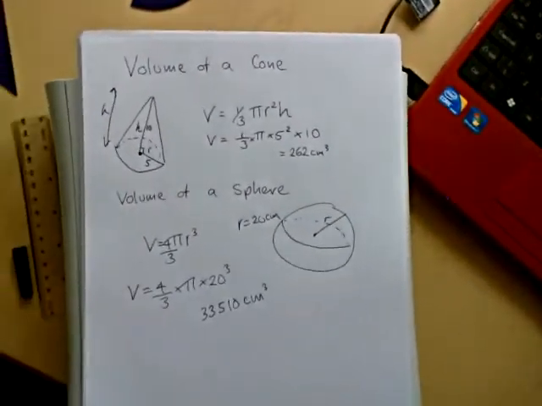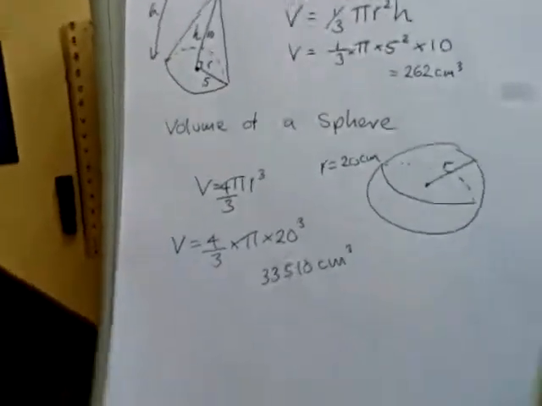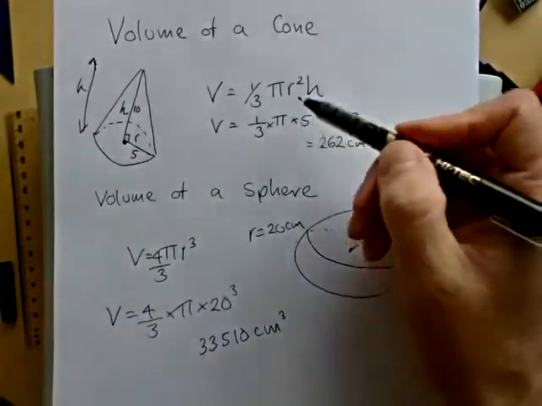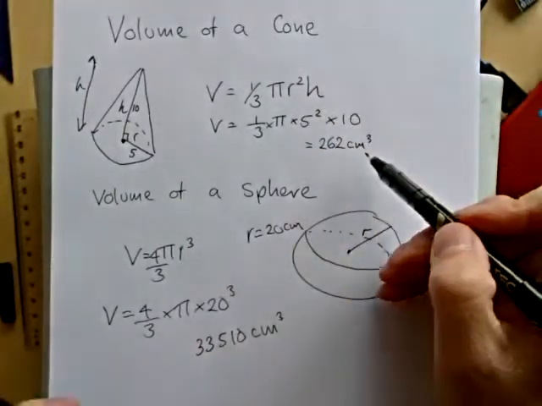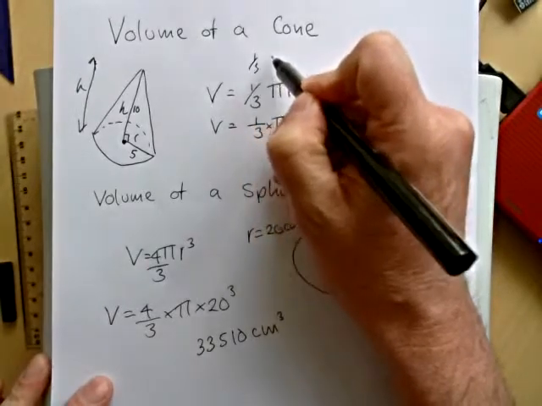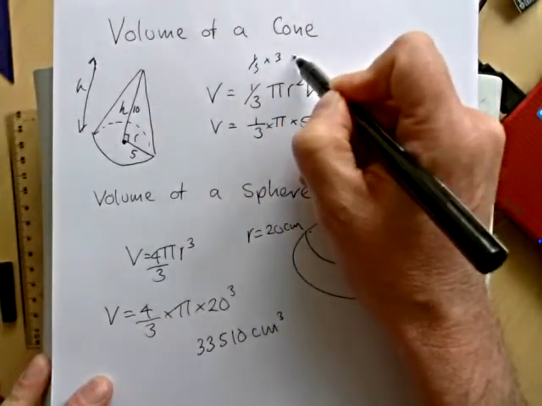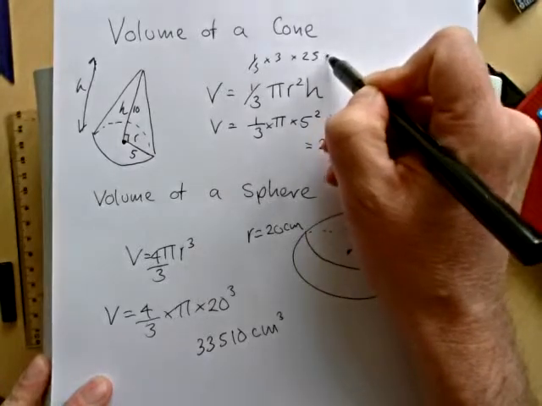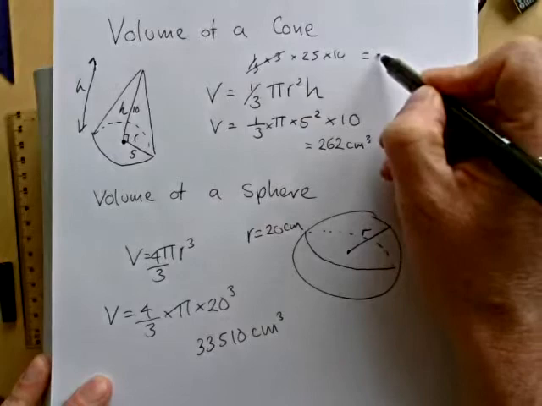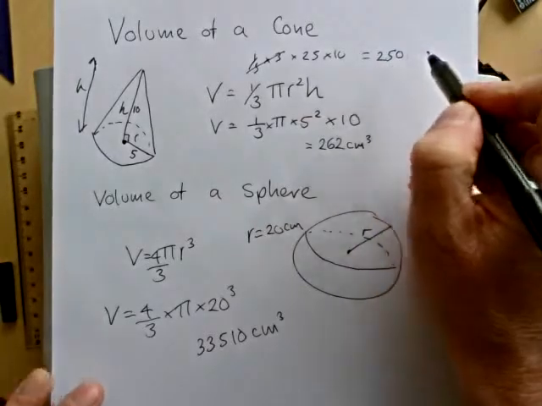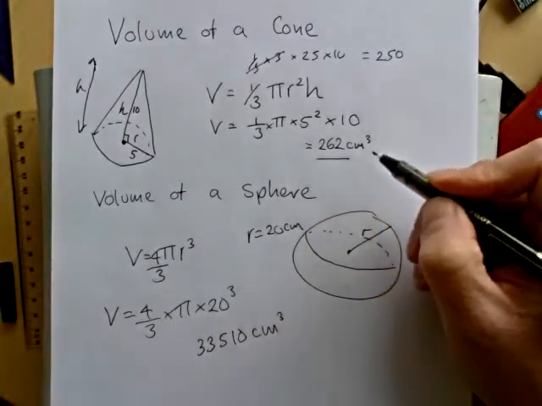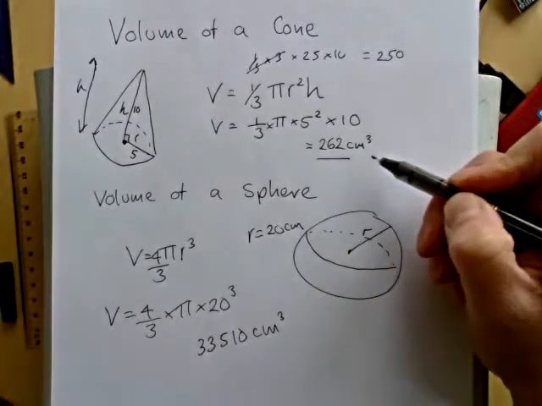Now, if you have time in the exam, it's possible to do some estimates to check this. Let's take this one. How would we estimate quickly to see that we haven't made any mistakes with the calculator? Well, it's 1/3 of pi, that's roughly 3, times 25 times 10. Now the 1/3 and 3 cancel out. 25 times 10 says our answer should be somewhere near 250, it was 262. So that makes me very comfortable that I've done that correctly.